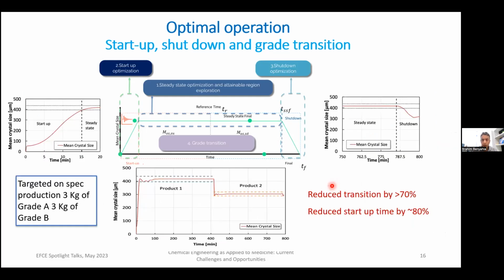imposed by the regulator. Once we finished with this, we looked at a grade transition problem, where I have heard my colleagues talking about personalized medicines, and this fits perfectly well with such a situation, or with the situation of clinical trials, where the idea is to produce different products with different doses or different properties without stopping the process. And that's what we have achieved here. By optimizing the grade transition and at the same time optimizing the startup and shutdown, we managed to reduce the transition by 70%, and we reduced the startup time by 80%. So in terms of benefits, this is huge in terms of cost minimization.